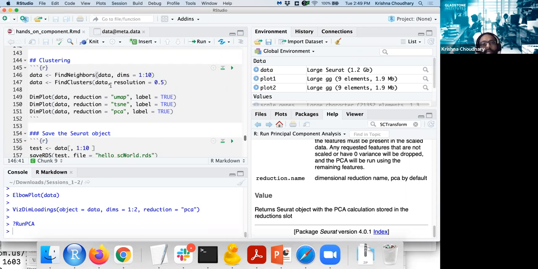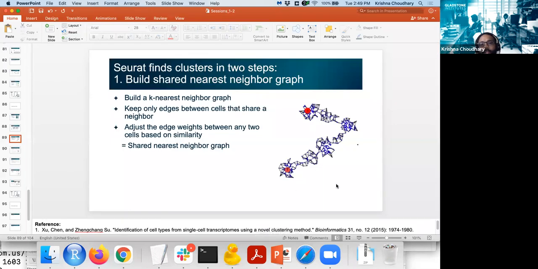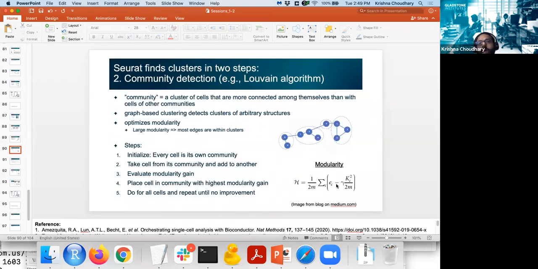And after you have done that, then the next step is finding clusters in this neighbor graph. And for that, one of the approaches commonly used in single cell RNA-seq is called the Louvain algorithm. Louvain is trying to find communities or clusters of cells such that the cells are more connected within a community than they are with cells outside the community.